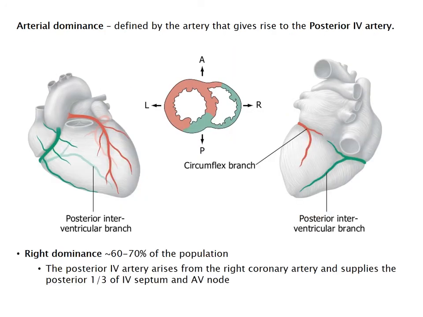If the posterior interventricular artery arises from the right coronary artery, the heart is considered to have a right dominant circulation. The areas in green are supplied by the right coronary artery. Right heart dominance is considered to occur in about 60 to 70% of the population.